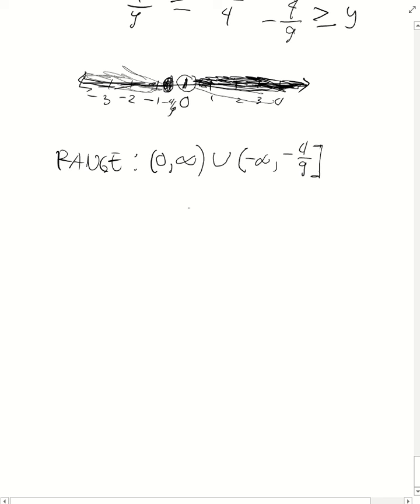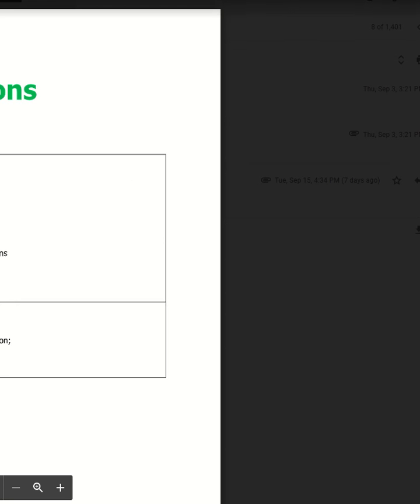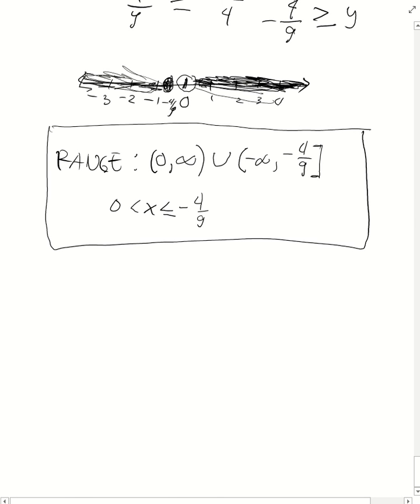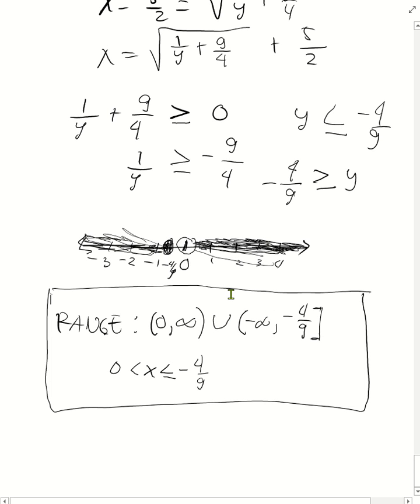Or another way is, y can be greater than 0, but less than or equal to negative 4 over 9. So y is greater than 0 and less than negative 4 over 9. So this will be our range, the value of range. Okay, so that is domain and range.